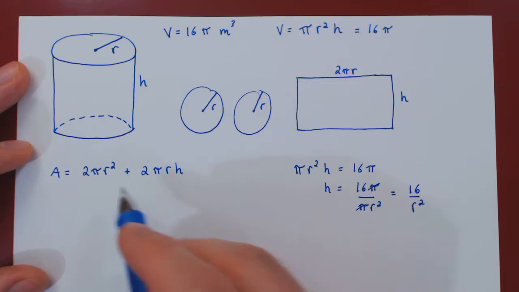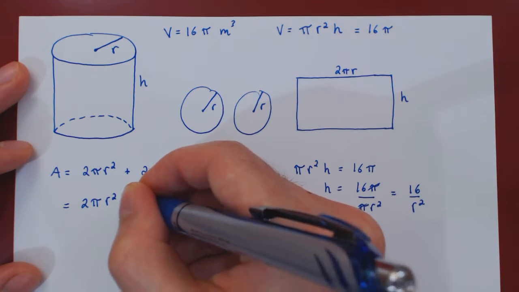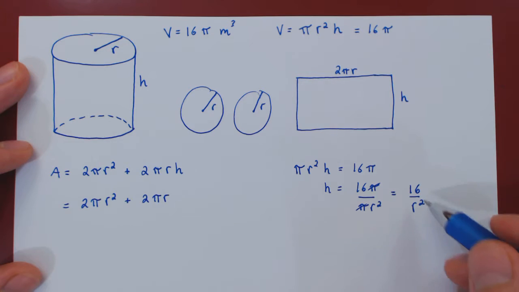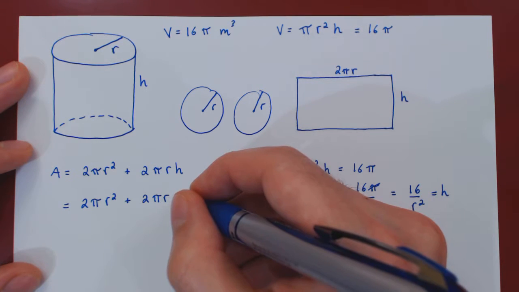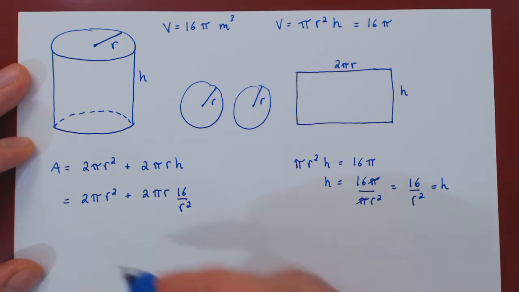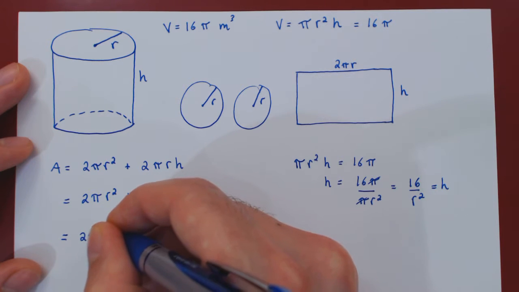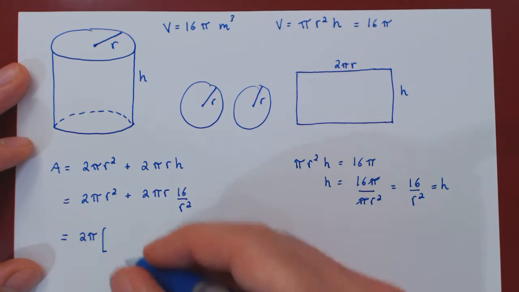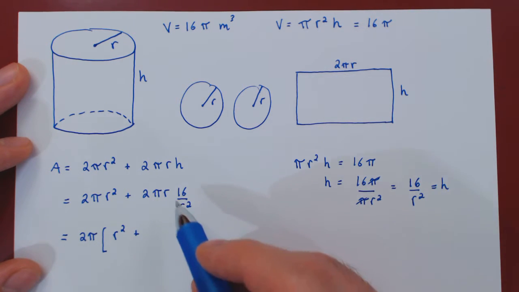And now we can make the substitution in our objective function. And h, again, and let me write h here, is 16 over r squared. And we can simplify this a little bit, right? The first step is that both terms that we're adding have a common factor of 2 pi, so we can factor it out. In the first case, we're left with r squared. In the second, we're left with r times 16 over r squared. If we cancel one of the r's, we're left with 16 over r.